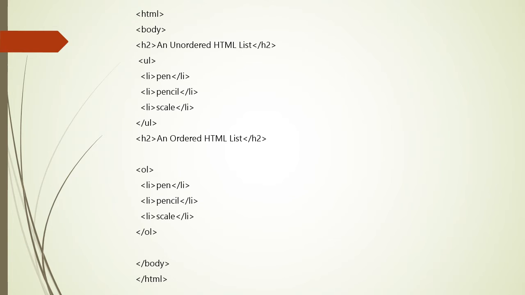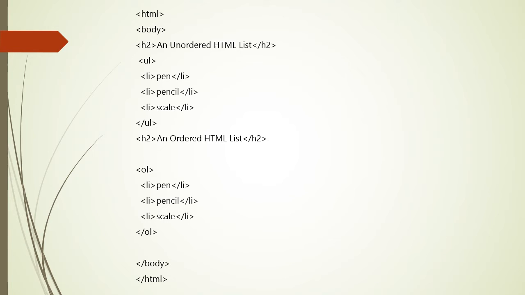Consider a simple program where we have used unordered and ordered HTML list both. HTML body H2, we are giving the title as unordered HTML list. In UL, that is unordered list, we are giving the list of items this way: li pen slash li, li pencil slash li, li scale slash li. Close the UL tag this way, slash UL.